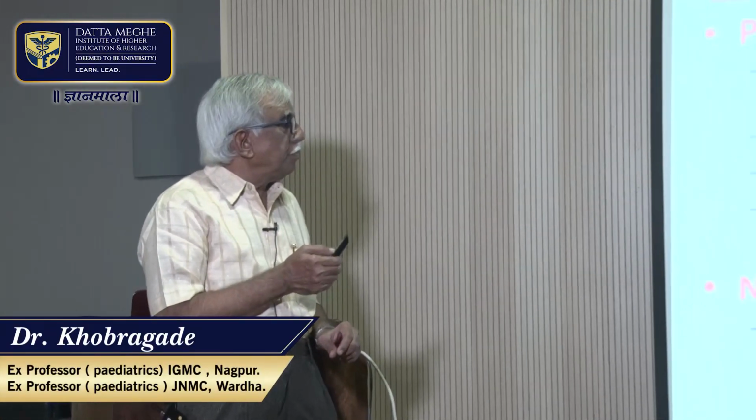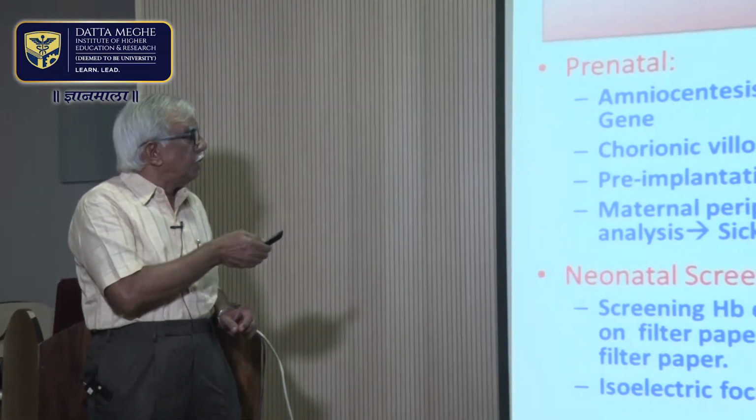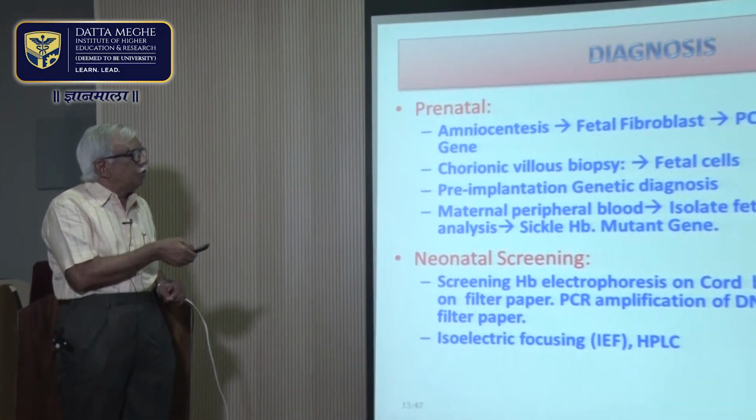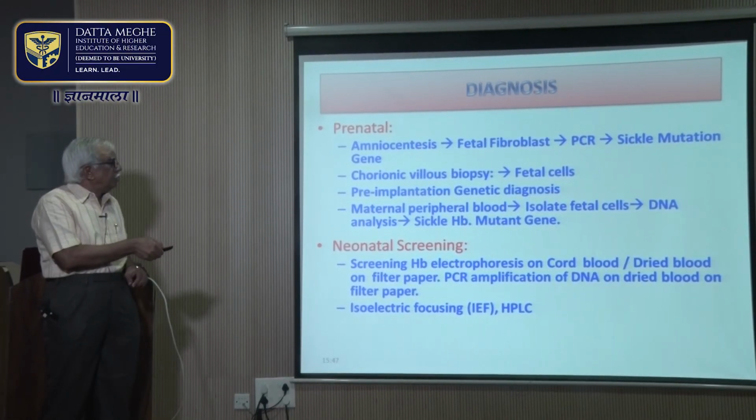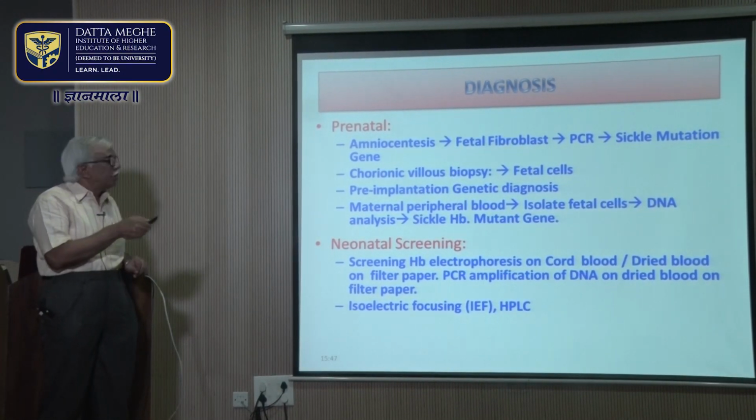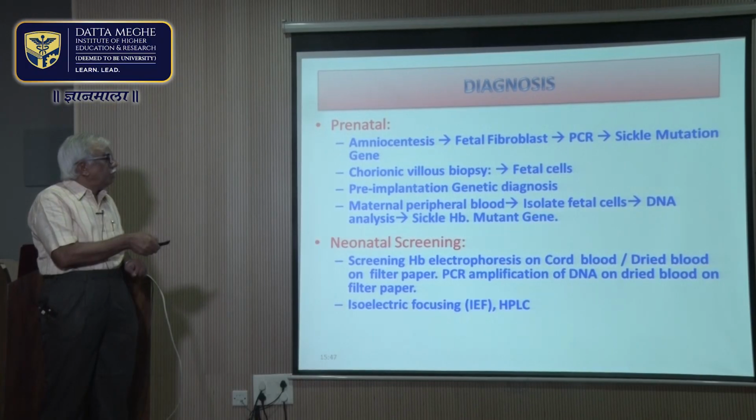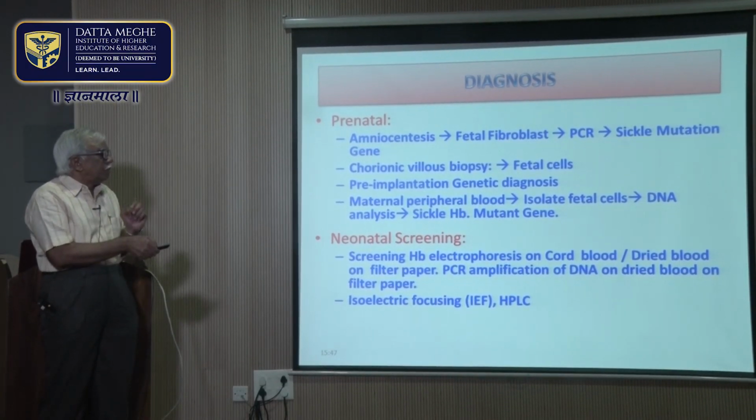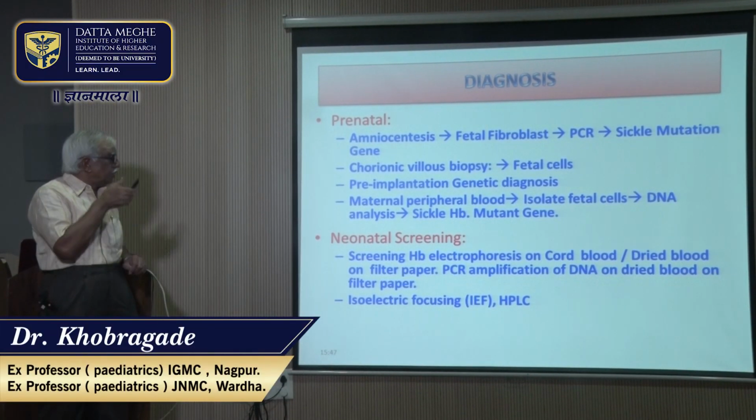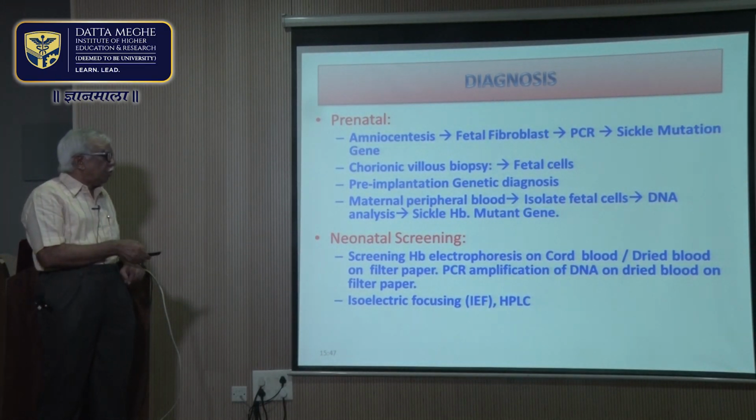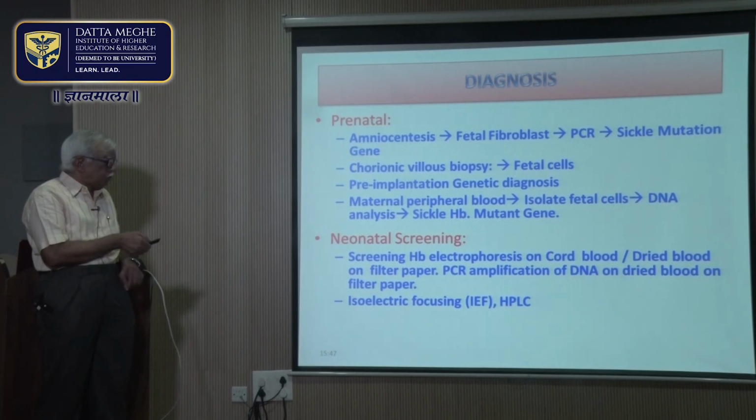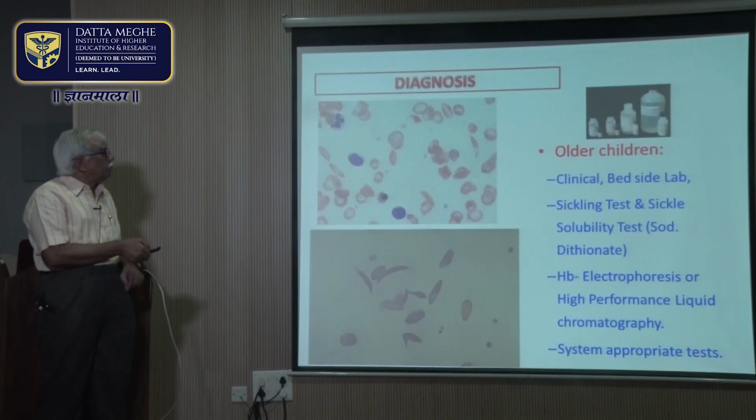Diagnosis, prenatal and neonatal. Prenatal you have amniocentesis, fetal fibroblast PCR for sickle, and this is possible as early as 4 to 6 weeks of life, because the beta chain gets synthesized as early as 6 weeks. Then pre-implantation genetic diagnosis, and isolated fetal cells from maternal peripheral blood can be taken for DNA analysis. Now neonatal screening: Hb electrophoresis on cord blood, dried blood, or PCR amplification of DNA, and isoelectric focusing. These are HPLC. These are various methods of doing the test.